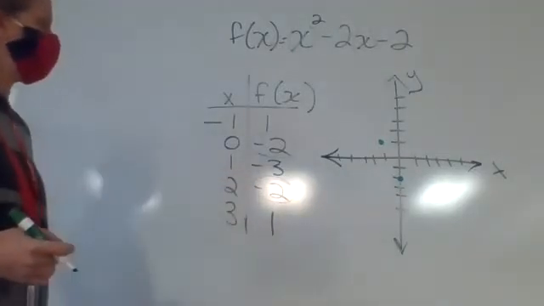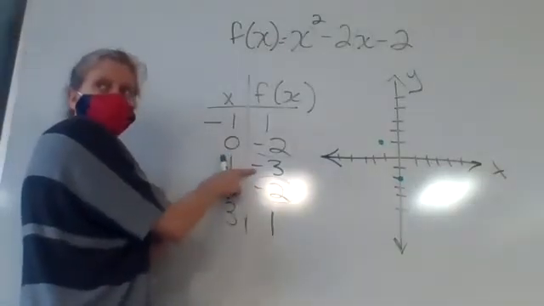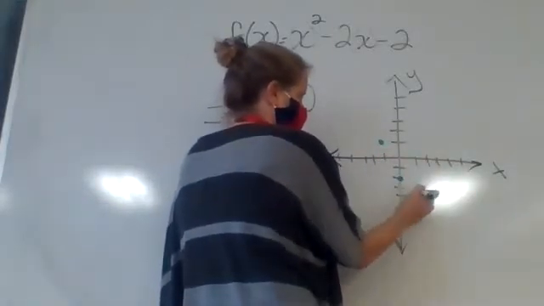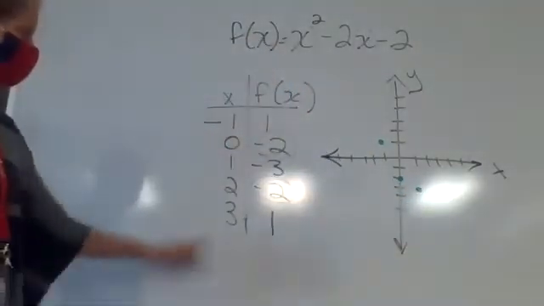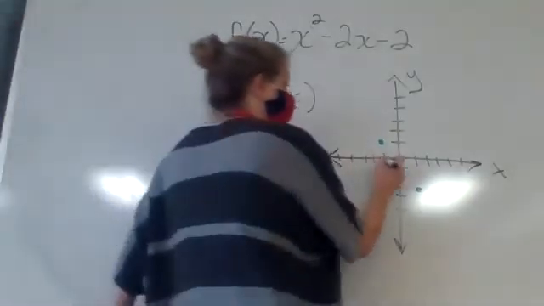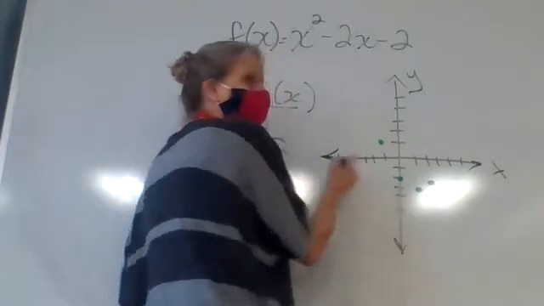So 1, negative 3. What does this mean to do? Go to the right 1, down 3. Starting in the middle, right 1, down 3. Right 2, down 2. So there you can see the U happening.